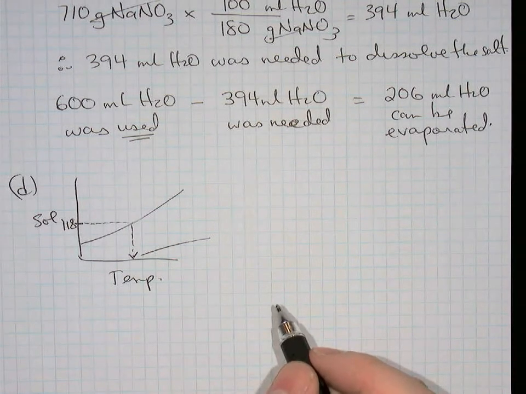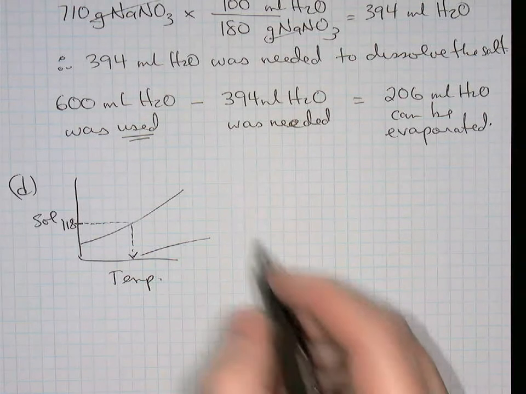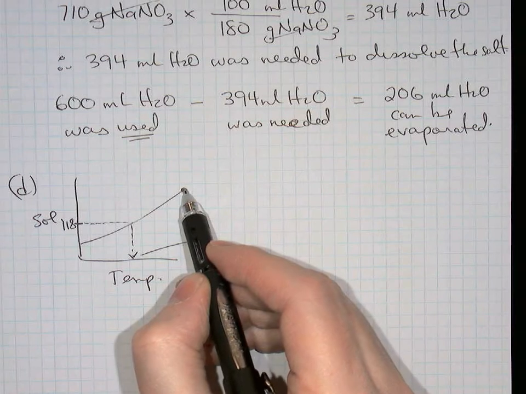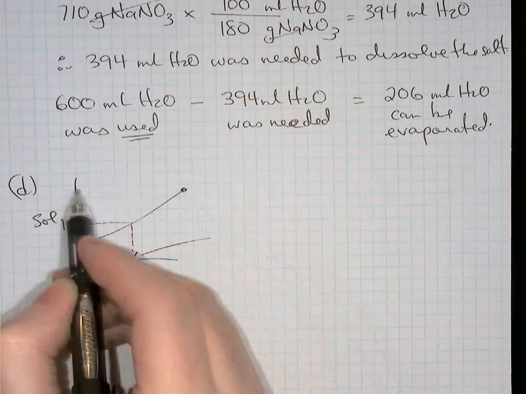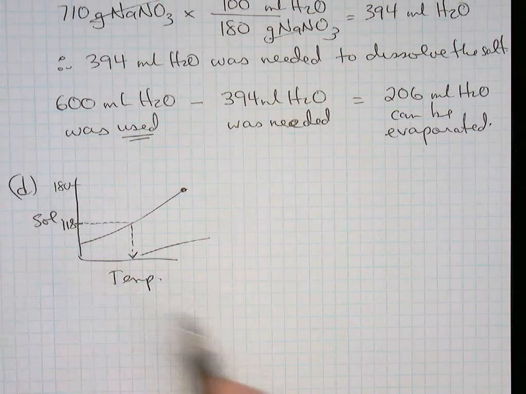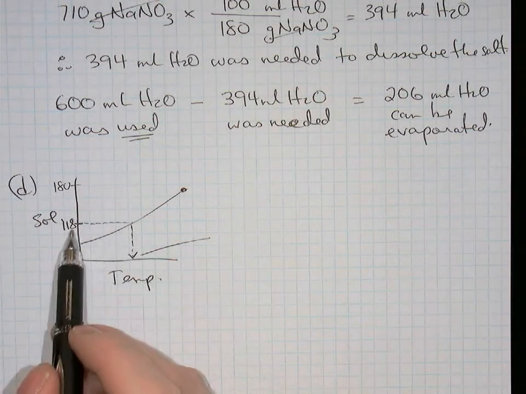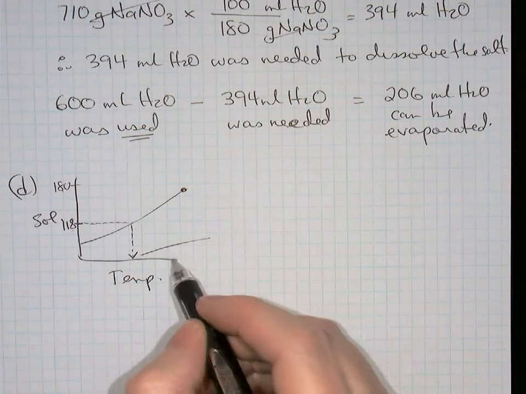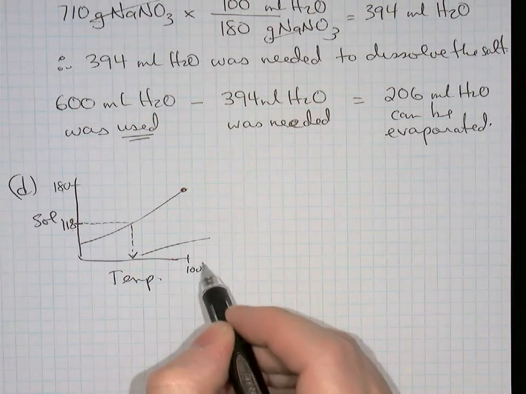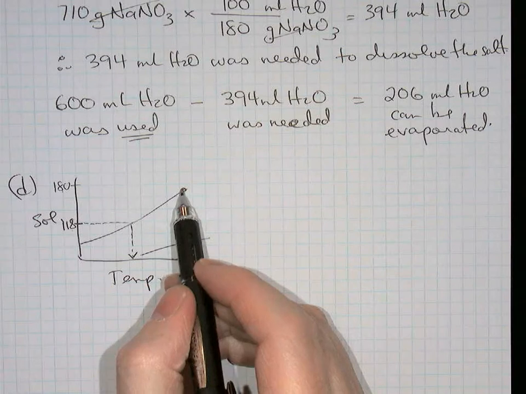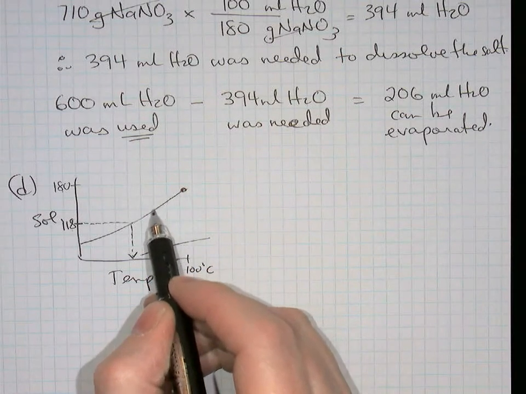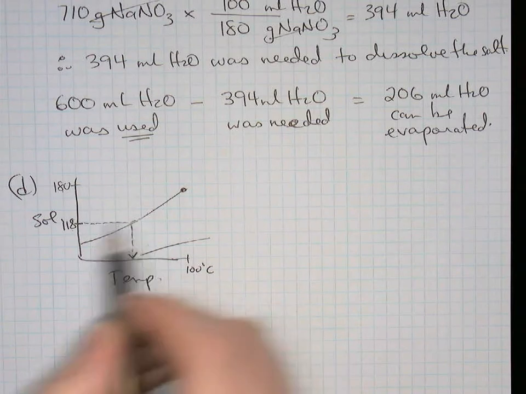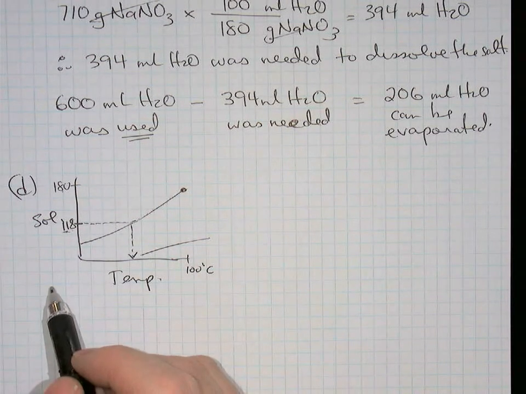When the student made the solution, it was in boiling water, so they were making the solution way up at this temperature. And the solubility up there was 180 grams per 100 mils. Because their concentration was less than the solubility, their solution was not saturated at 100 degrees Celsius. So what we're doing is cooling, the solubility drops, and eventually the solubility will equal 118 grams per 100 mils.